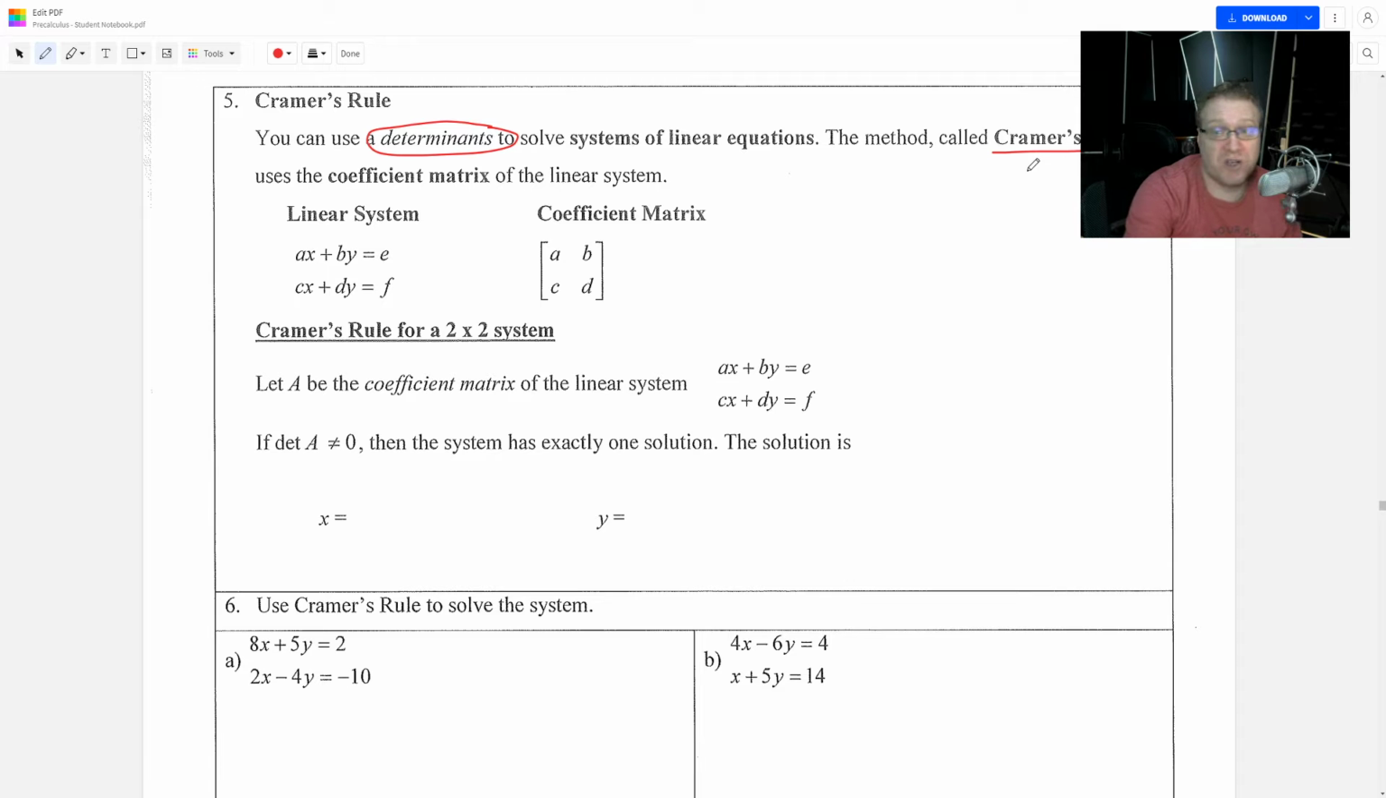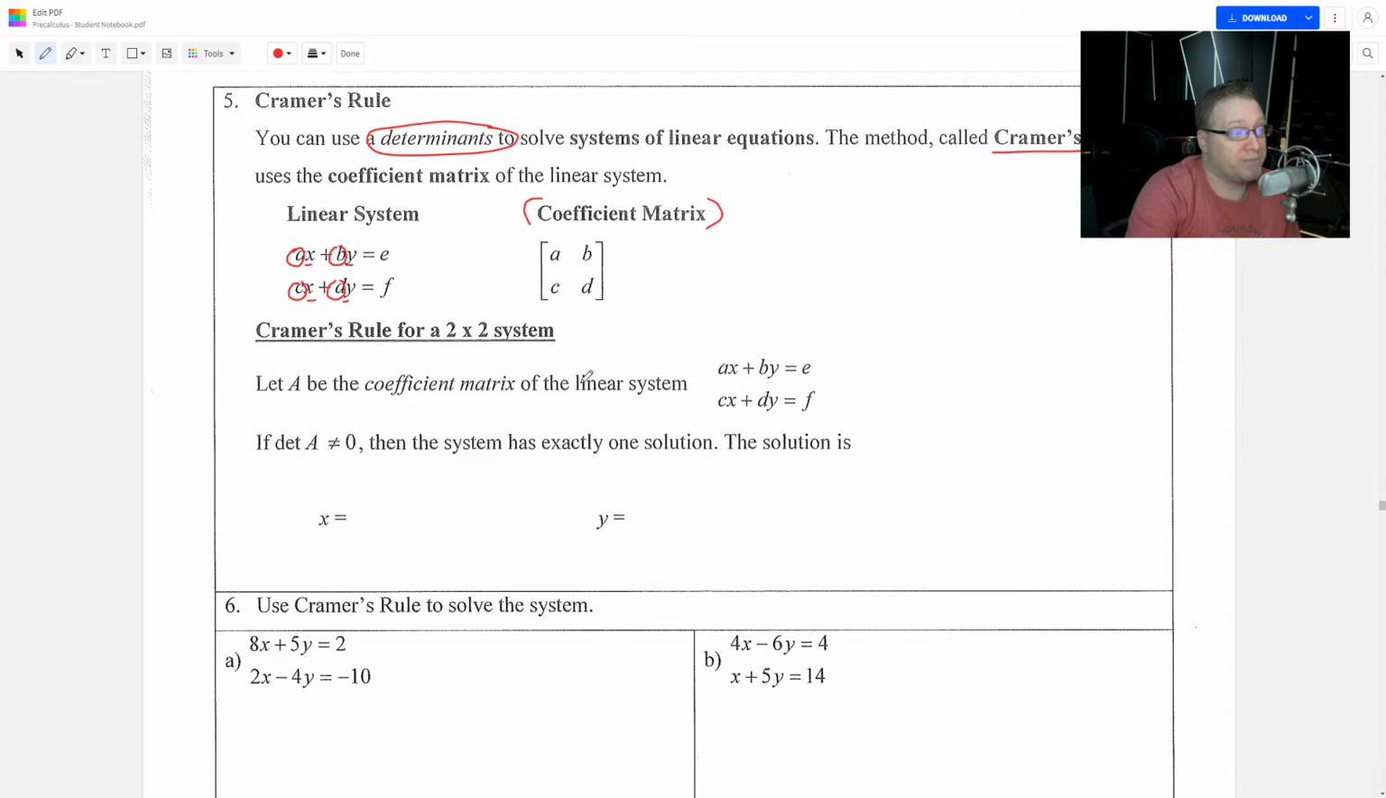And in order to use Cramer's rule, we're going to have to use something called the coefficient matrix. The coefficient matrix is just a matrix that we make using the coefficients. The coefficients are the numbers next to the variables. So the variables are x, y, x, y. The coefficients are a, b, c, and d. So the coefficient matrix, in this case, is a, b, c, d, this matrix right here.